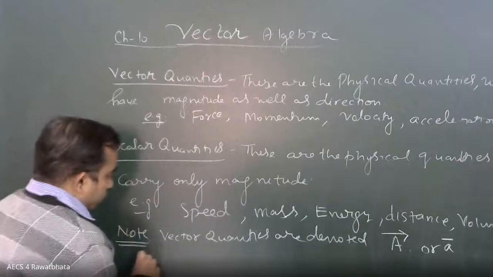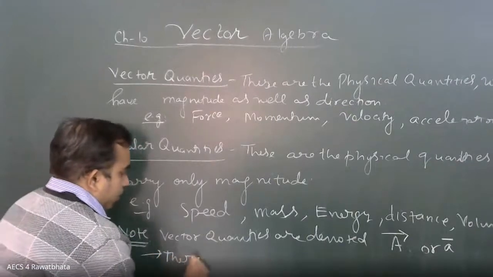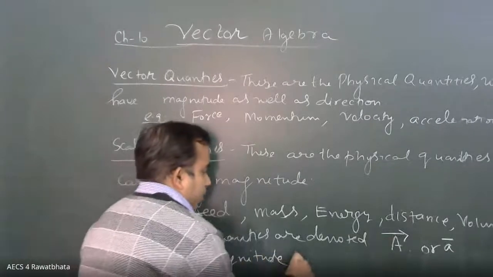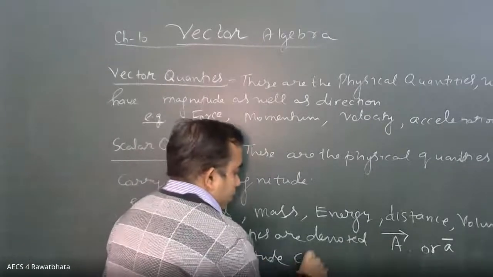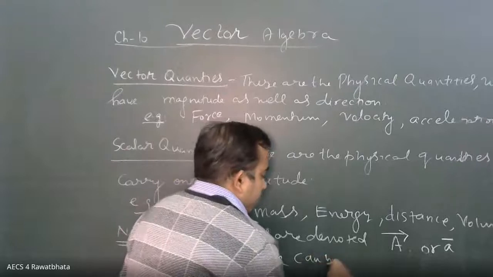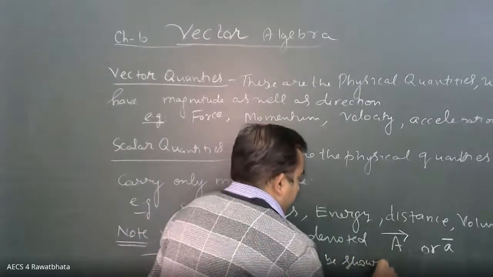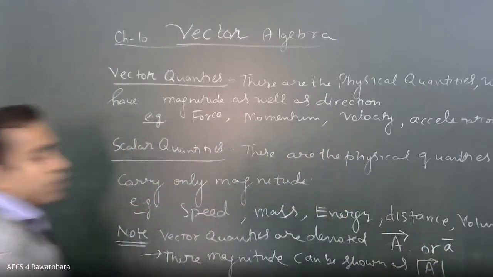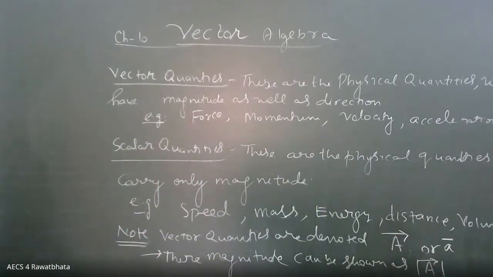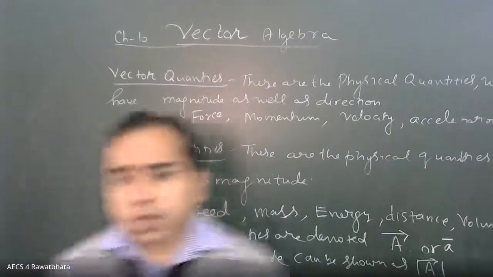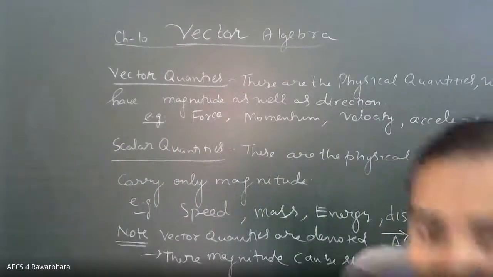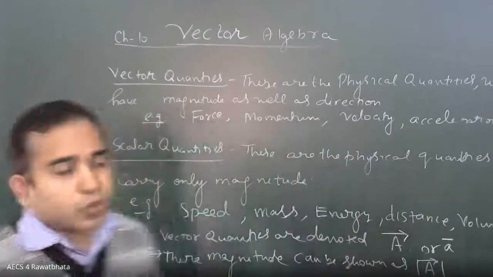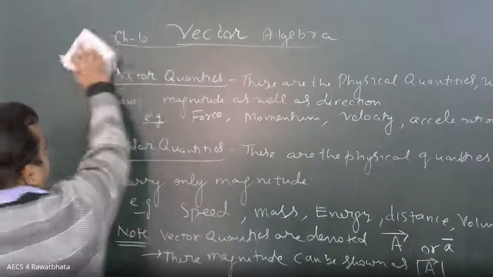If you want to show their magnitude, that can be denoted by enclosing it within a modulus sign, and this shows the magnitude of the vector quantity. Now there are some specific terms because we are going to use those terms again and again in our context, so let us know them.